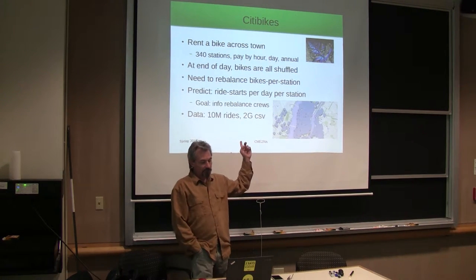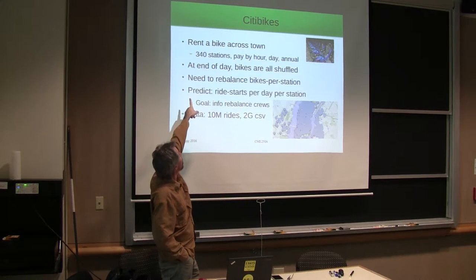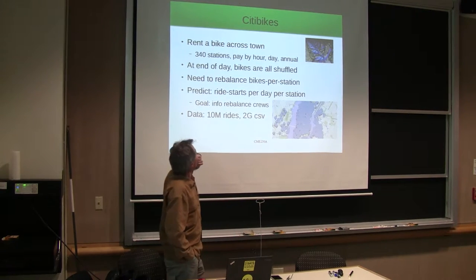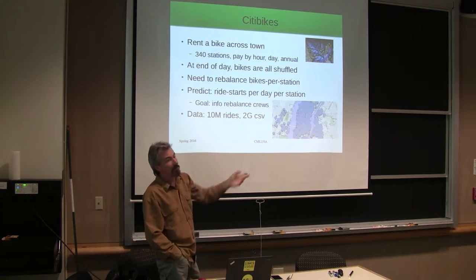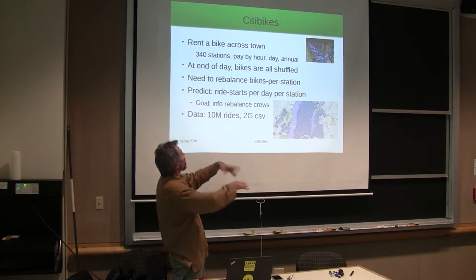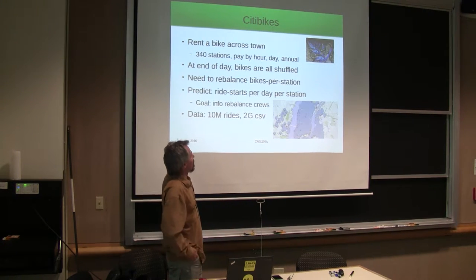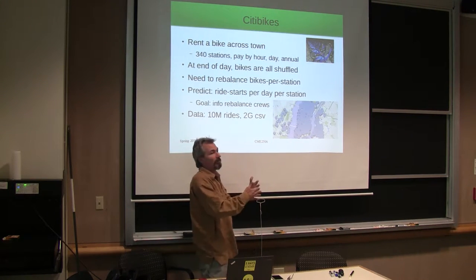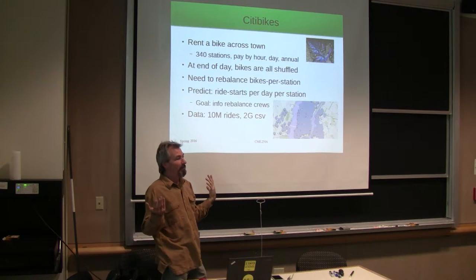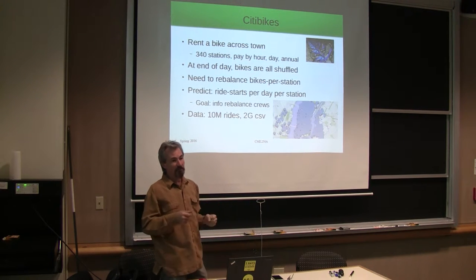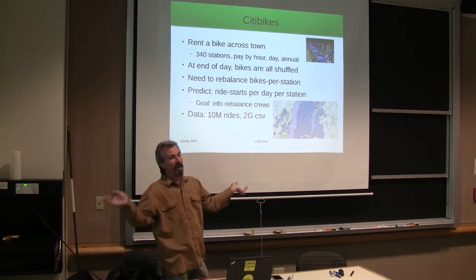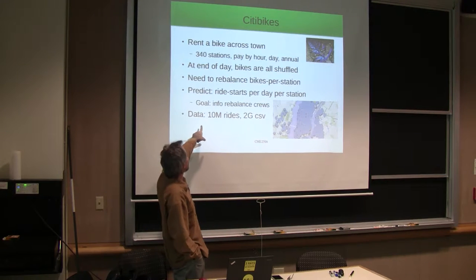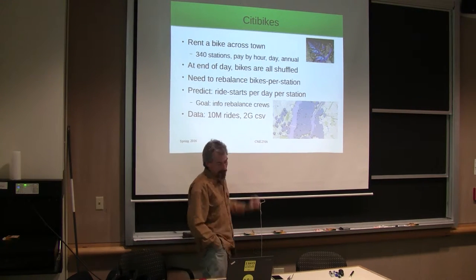All right, so it's rent a bike in New York City and ride your way around town. There are 340 stations. Here's a map of where the stations are located. You pay by the hour, by the day, or you have an annual or monthly fee kind of operation. Bikes get shuffled every day. And at the start of the day, you want to know there's bikes there, because if you're at the end of an inbound subway train and you pile off the subway, people are going to grab bikes and go. So those bike racks need to be full. And at the end of the day, they're probably scattered all over and they'll need to be regathered. At least that's sort of the theory. It's not an actual problem, but it makes for a great data science thing. 10 million rides, a couple gigabytes of data.